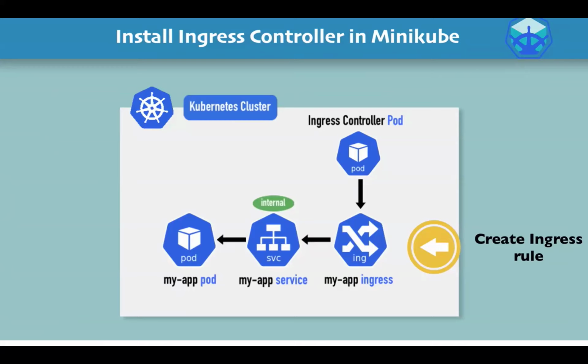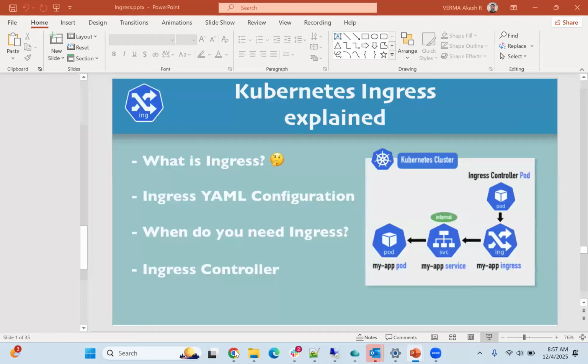Create Ingress rule. So Ingress rules we are basically creating in our YAML files. Let's do it end to end. This is all the theory part. Any confusion on any of the topics? No, I got it. Okay.